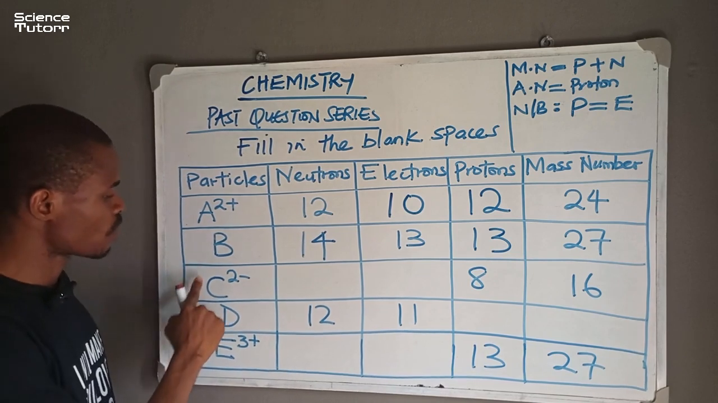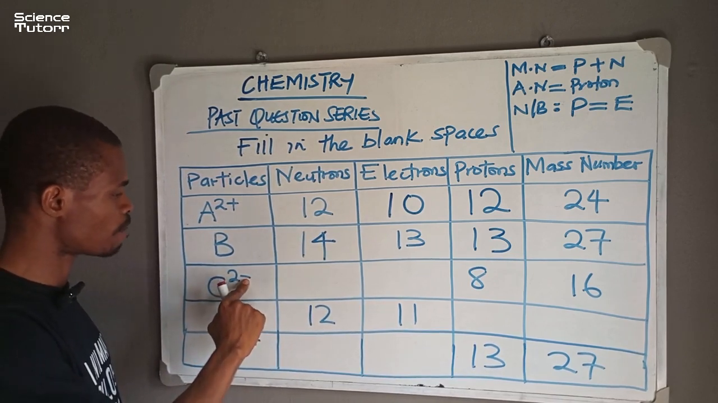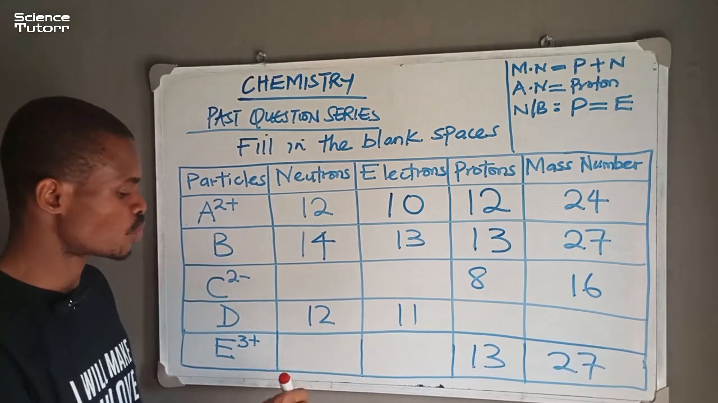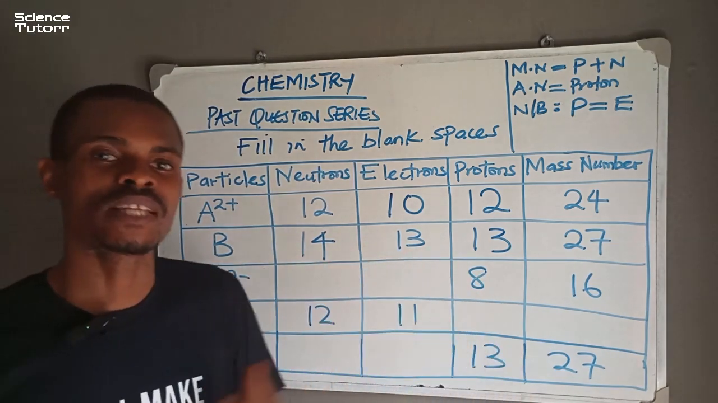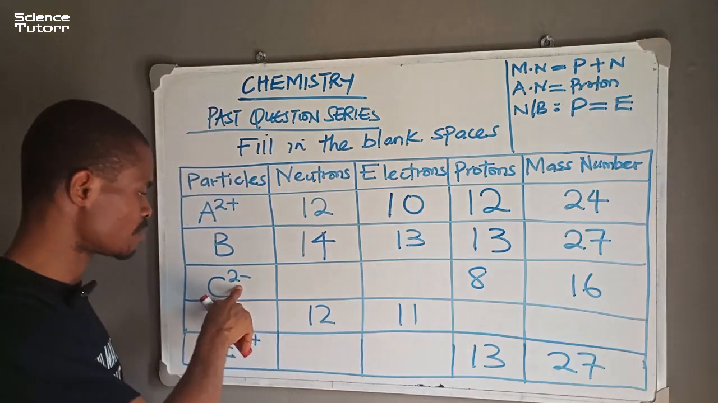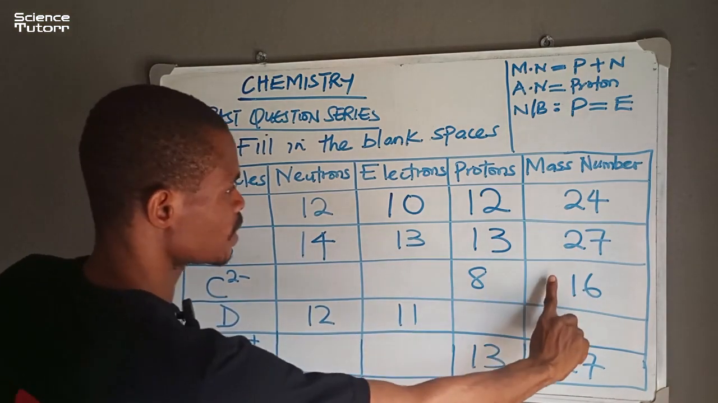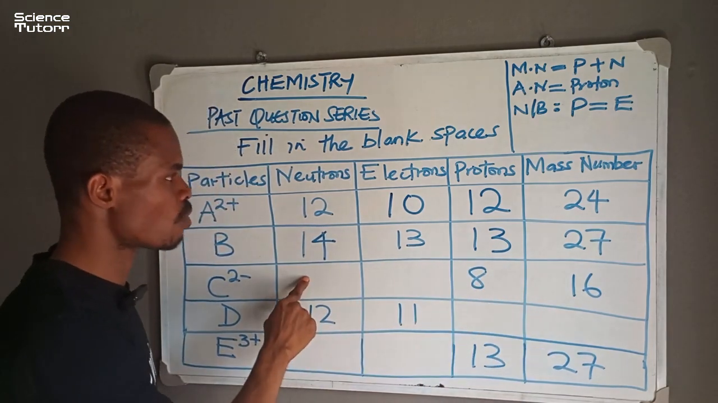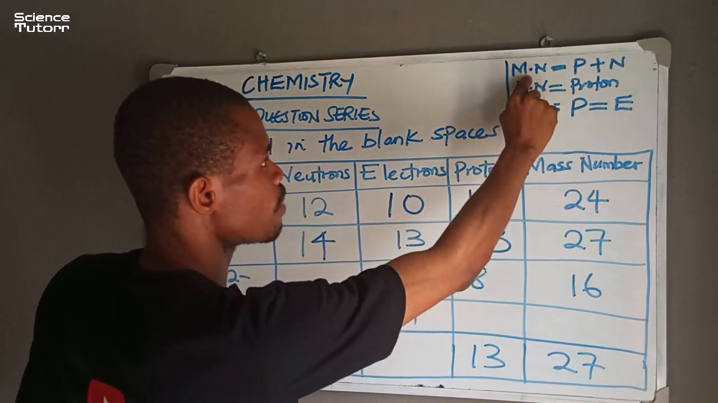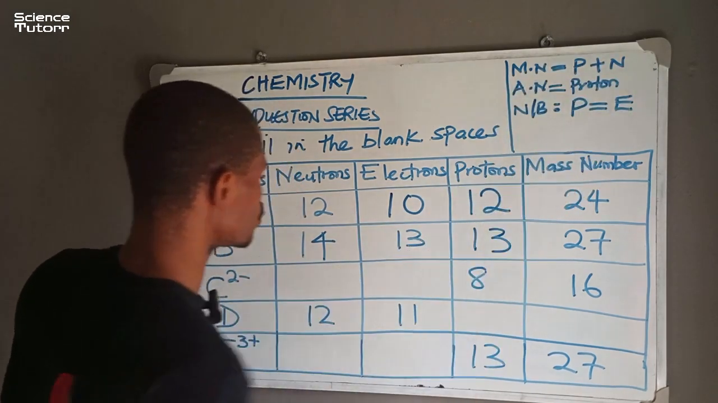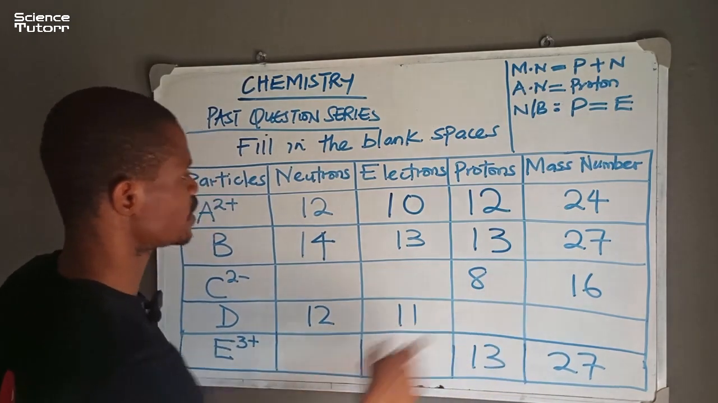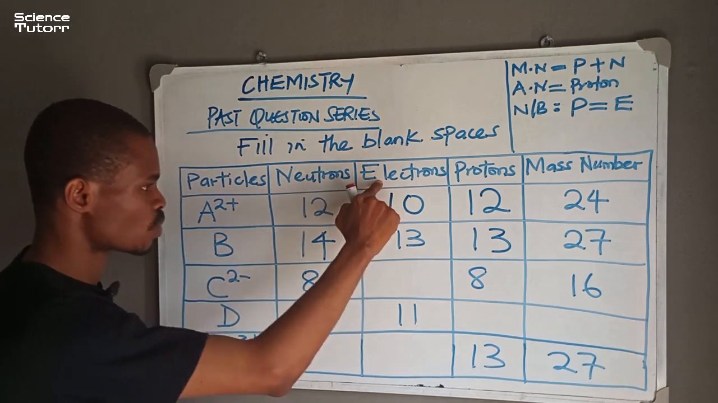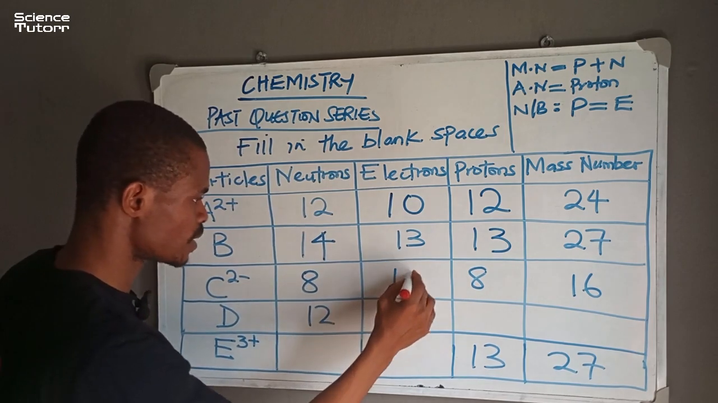In the third case, we have C 2 minus as the particle. This is an ion. It is a -2 because it gains electrons. It accepts from a metal. That is why it is -2. So we have the mass number, and we have the proton number. That will help us to find the number of neutrons from the formula. So mass number minus proton number gives us the number of neutrons. So 16 minus 8 gives us 8. And then the number of electrons will become 10.